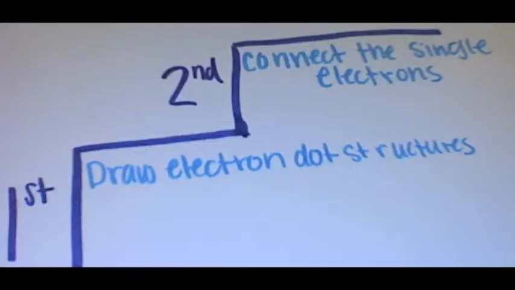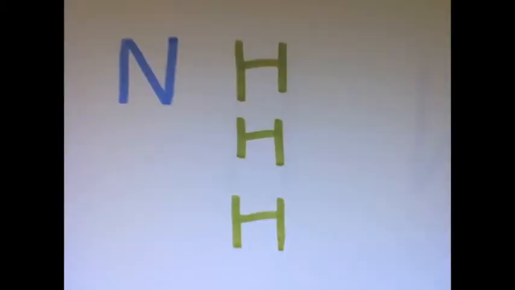There are 2 steps to follow when forming covalent bonds. The first is to draw the electron dot structures for the elements, and the second step is to draw a dash to connect the single electrons. For example, let's take the elements nitrogen and hydrogen. Nitrogen has 5 valence electrons and hydrogen has 1. To reach an octet, there needs to be 3 hydrogen atoms to the 1 nitrogen atom.